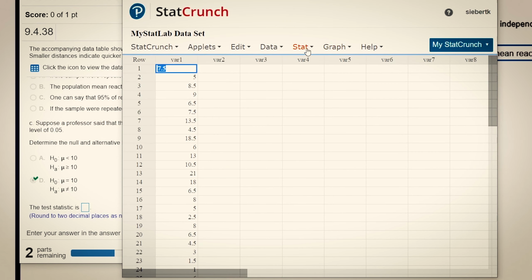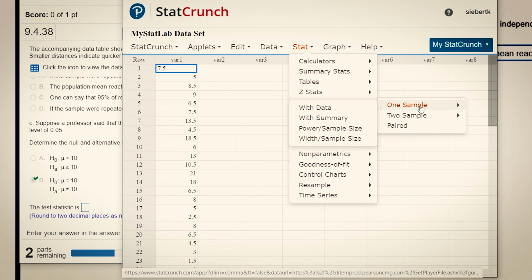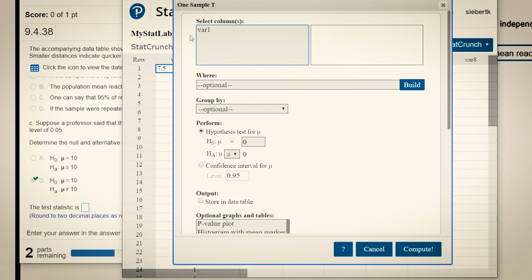Okay, back to StatCrunch to get the test statistic, and I'm sure they're going to ask me for the p-value again. So going through the same setup to do a t-statistic with one sample, except this time instead of choosing confidence interval, I'm going to pick hypothesis test. Mu was equal to 10, mu was not equal to 10. You see you have the three choices here. We're going to choose not equal to.